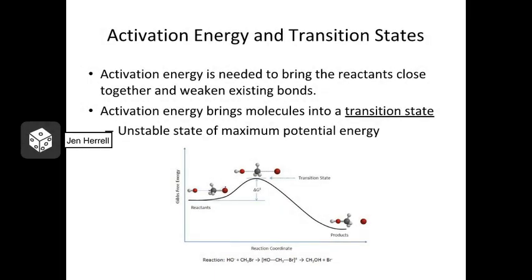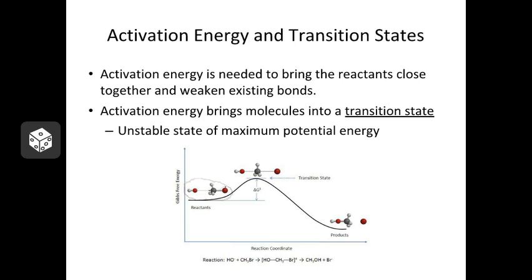So why do chemical reactions need activation energy? Well, think of it this way. If we have these little molecules and we want them to react with one another, they're going to have to physically hit together. And they're going to have to smack together with enough physical force to actually react, to overcome their natural repulsion of one another.